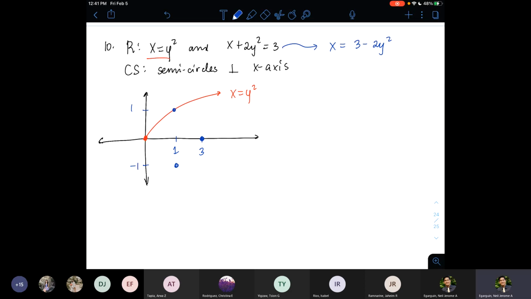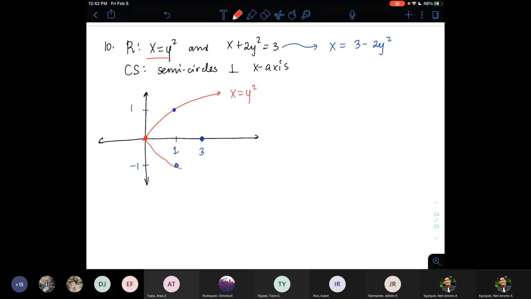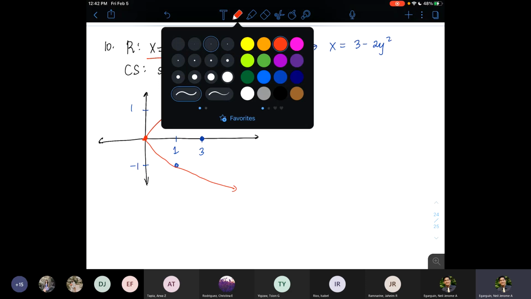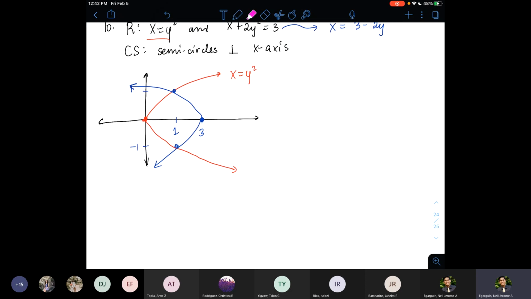Though I know that they will intersect there. Because when x is equal to 1, then y is equal to plus or minus 1 also for the first parabola, right? So that saved us some time because we know that the intersection happens at x equals 1, okay? And now, this is the shaded region.